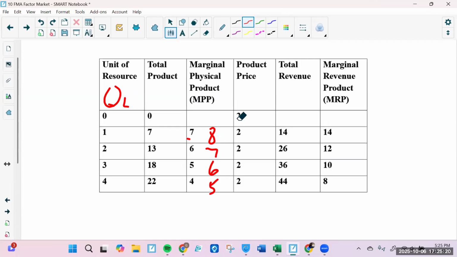Okay, so now we've got our new marginal product. Each worker is producing one more additional unit than they did before, right? Product price is still $2. So what is the MRP? Well, 8 times 2 is 16. 7 times 2 is 14. 6 times 2 is 12. And 5 times 2 is 10. Look what happened to the MRP. It shifted to the right. Product price didn't change, but the productivity of each worker did, which caused the MRP to shift to the right.